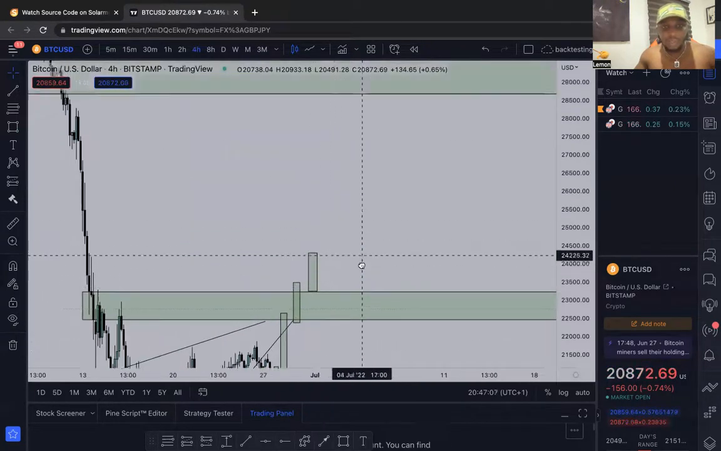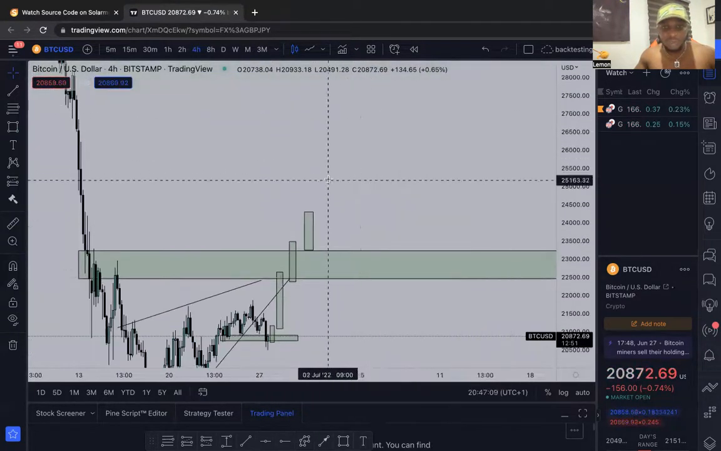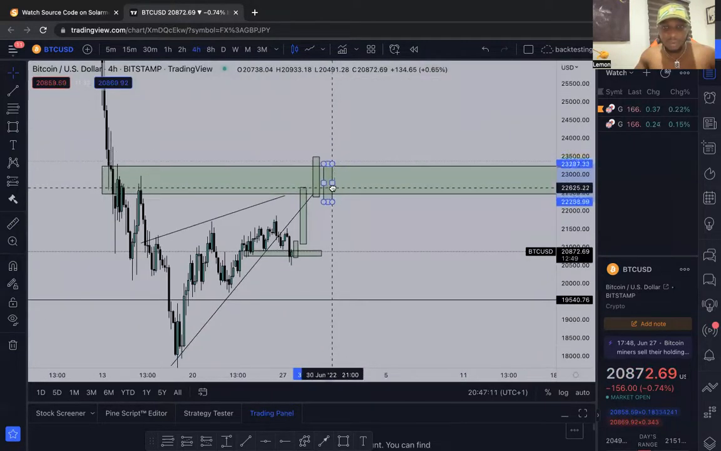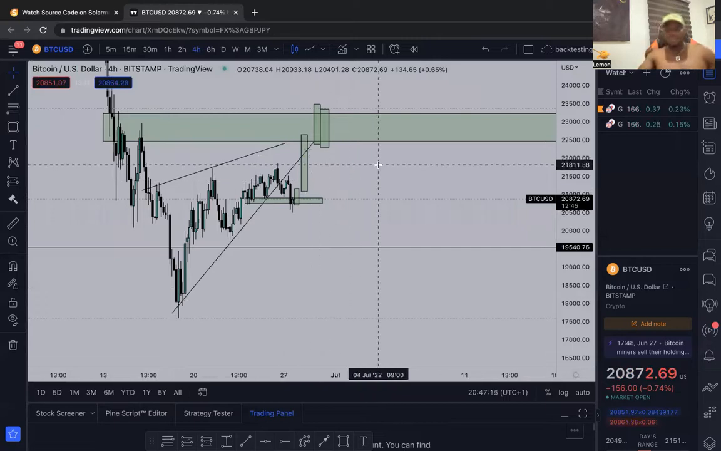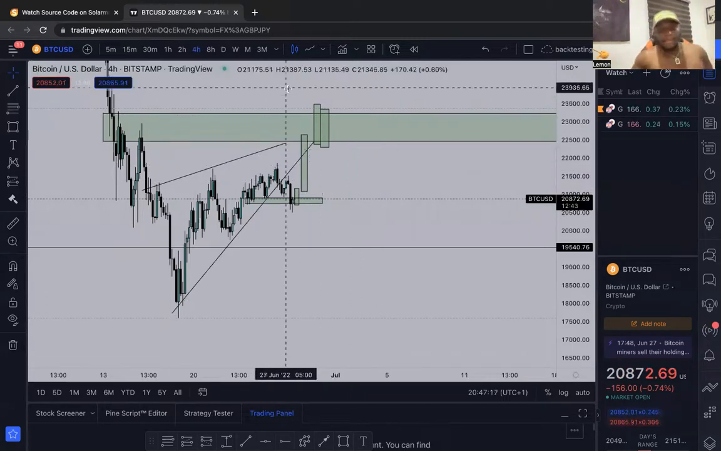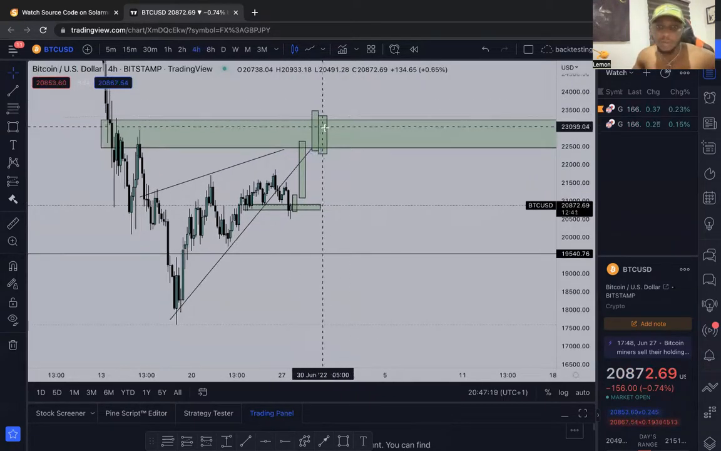Then if we close like this, we are going to 32K. But if we close below, this is a signal to sell to 13K. So that's it for Bitcoin.